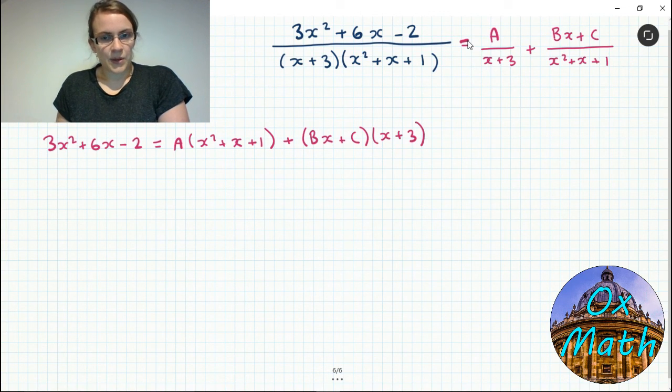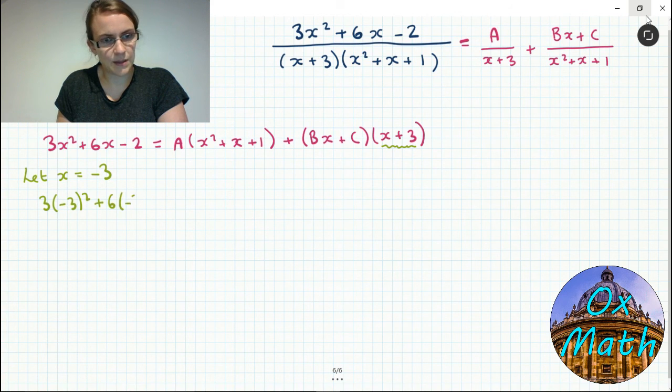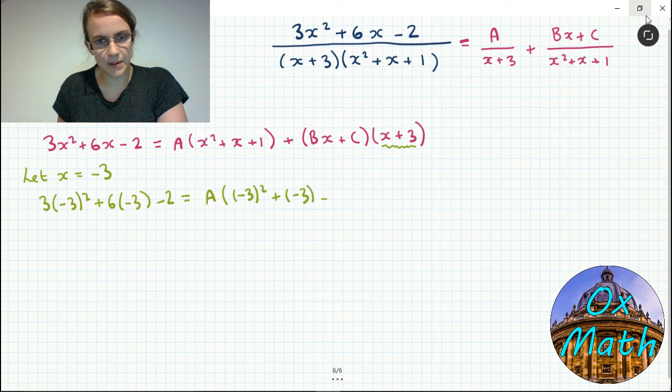And then I'm going to use some strategic values of x. You might have done it the other way, but you should end up with the same answer. So the first value I'm going to pick is going to eliminate Bx and C by making x plus 3 equal 0. So I need to let x equal minus 3, which gives me 3 times (minus 3) squared plus 6 times minus 3 minus 2 equals A times ((minus 3) squared plus minus 3 plus 1).